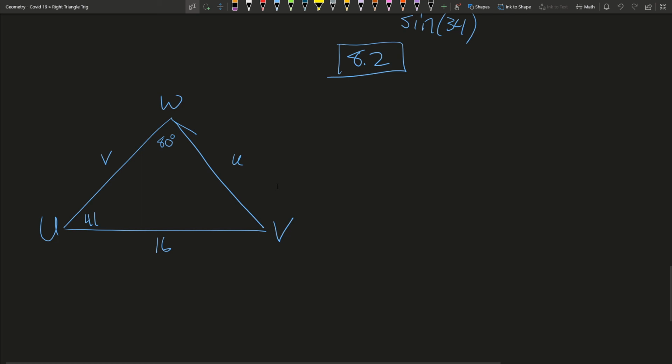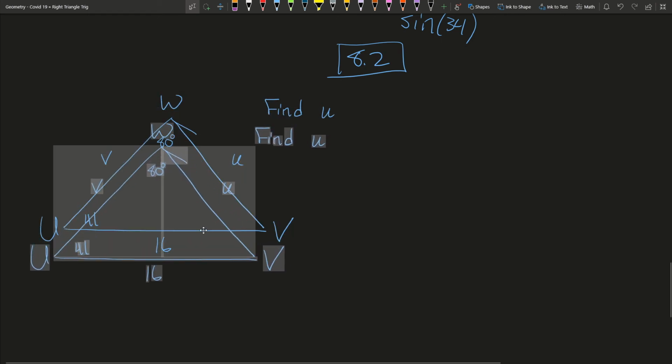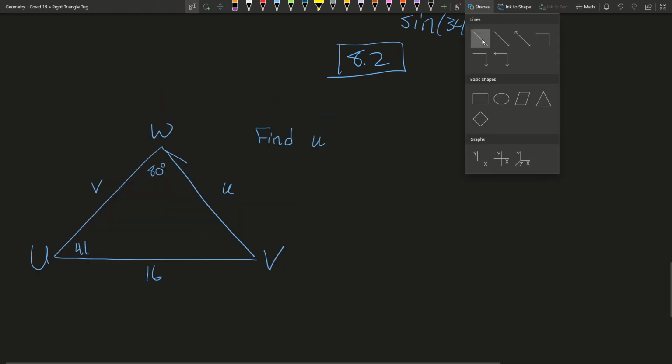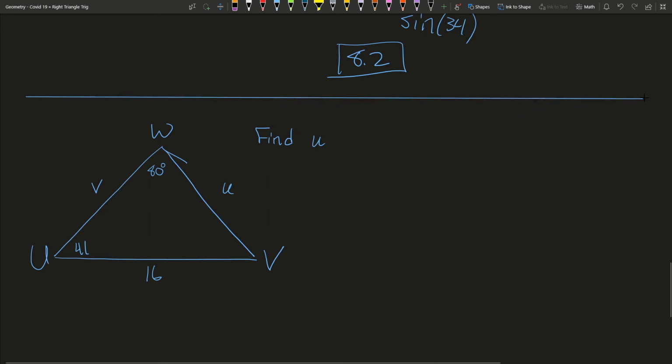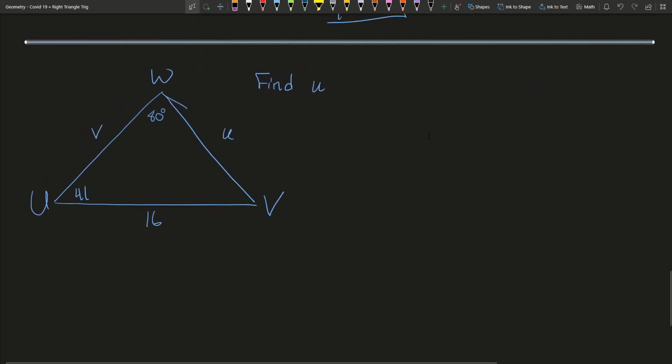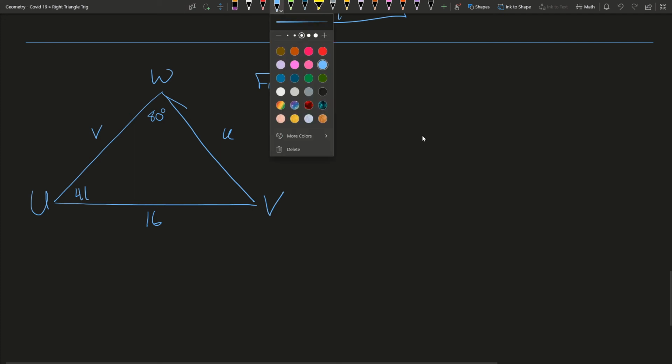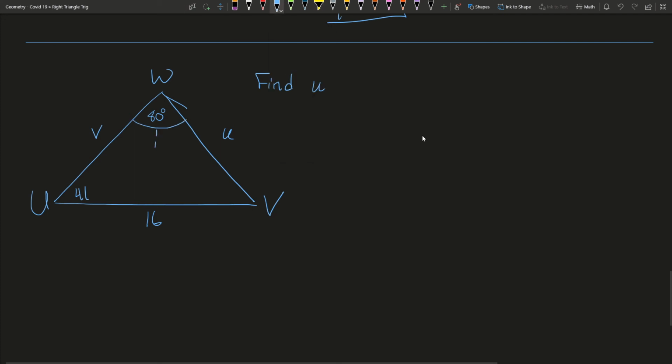This gives us this, and we're trying to solve for u. Again, I'm just going to label all my sides. So 80 goes with 16. 41 goes with u. And the v's go together. So we can set up our equation.